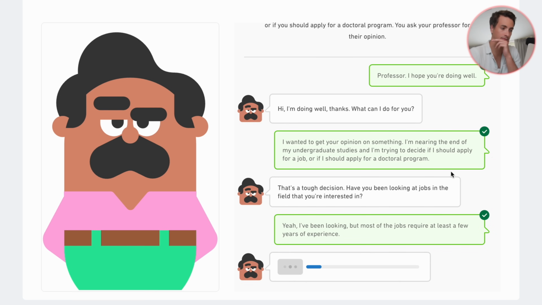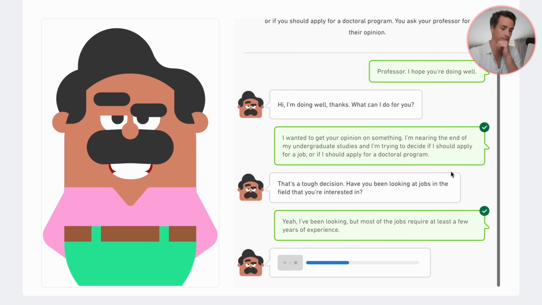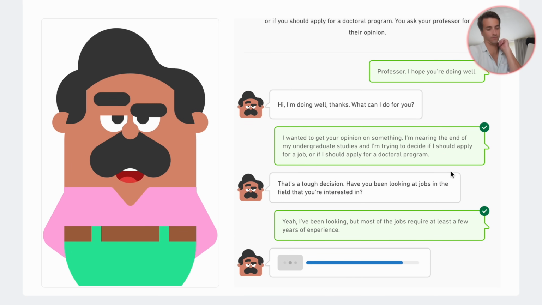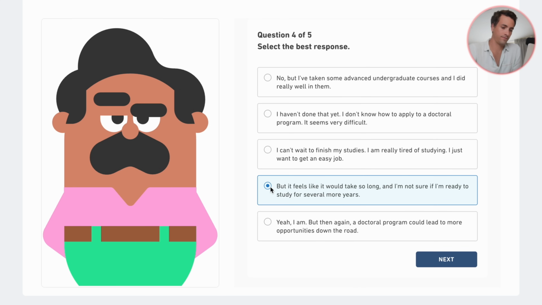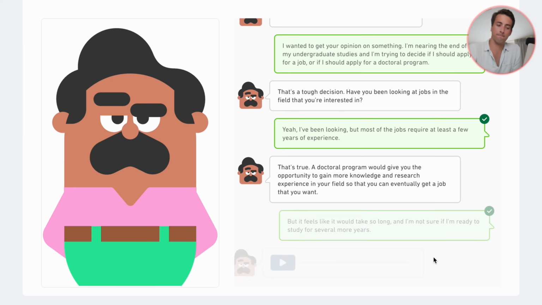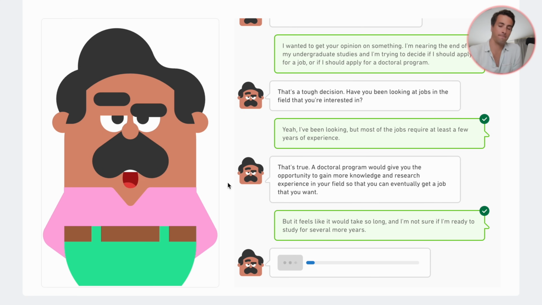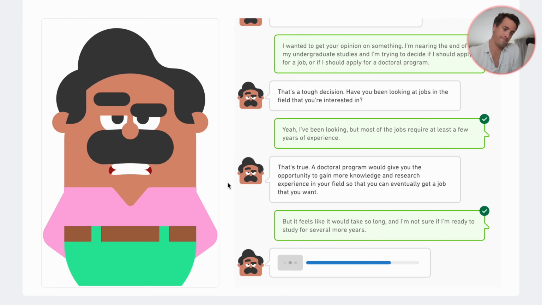That's true. A doctoral program would give you the opportunity to gain more knowledge and research experience in your field so that you can eventually get a job that you want. It definitely takes a lot of time and commitment, but it can be very rewarding. If you're not sure if an advanced degree is for you, why don't you try working in your field for a few years and then decide whether or not to pursue a doctorate later on?